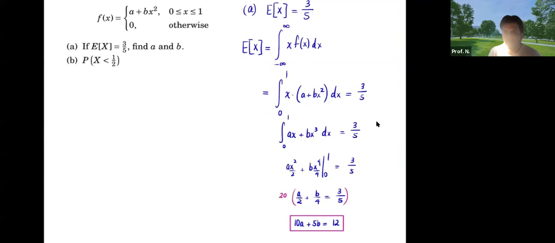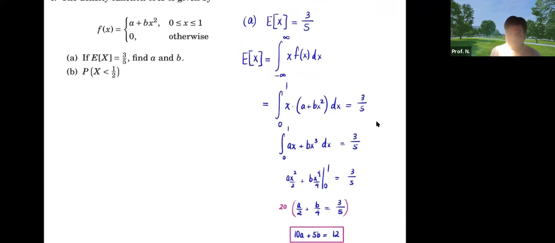This first equation was based upon the expected value. How would I get another equation with a's and b's in them? This is exactly why I mentioned you have to know what a PDF is. What's a PDF again? What's the requirement for a function to be considered a probability density function?